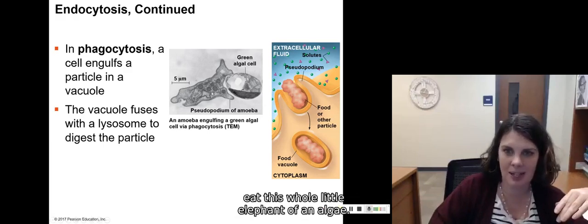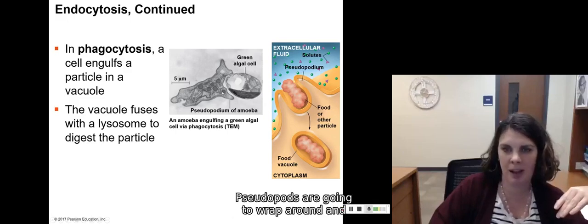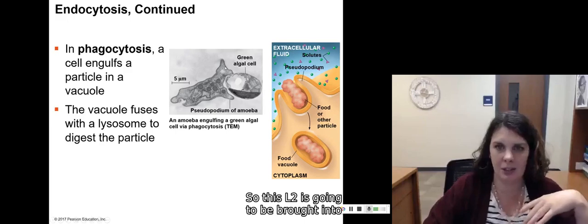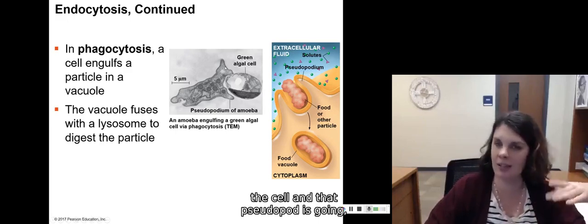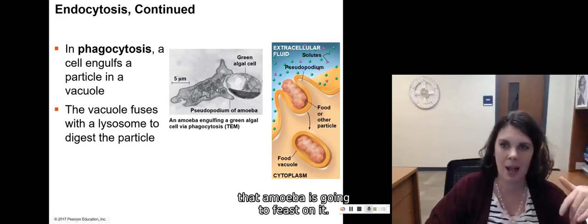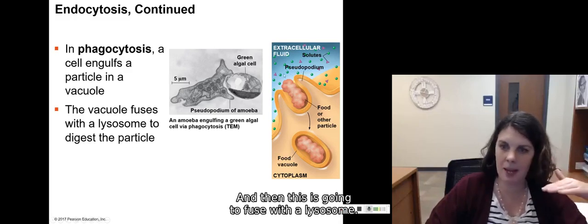So here you have this little amoeba cell that is about to eat this whole little elephant of an algae. You can see it's starting to make these pseudopods. The pseudopods are going to wrap around and eventually just hug it and bring it in. So this algae is going to be brought into the cell, and that amoeba is going to feast on it. So you have these pseudopods encircle it and bring it in.